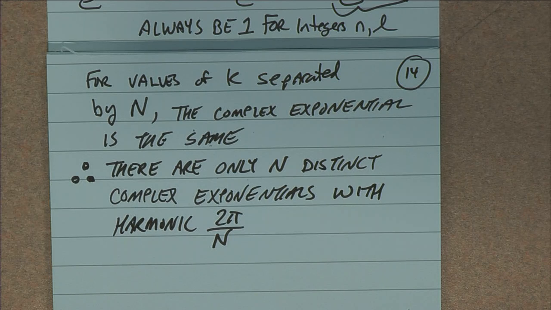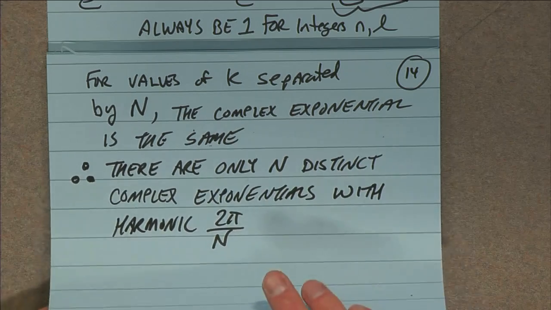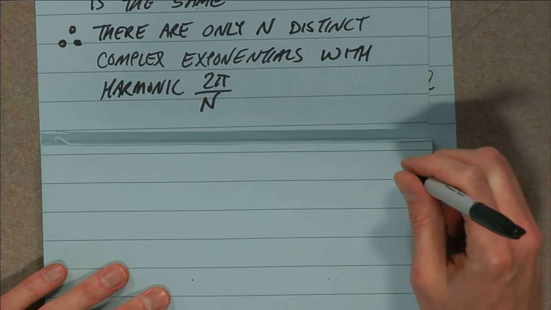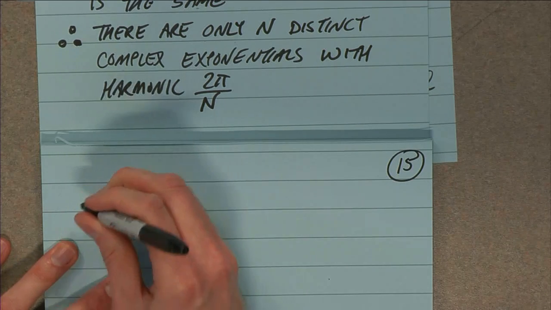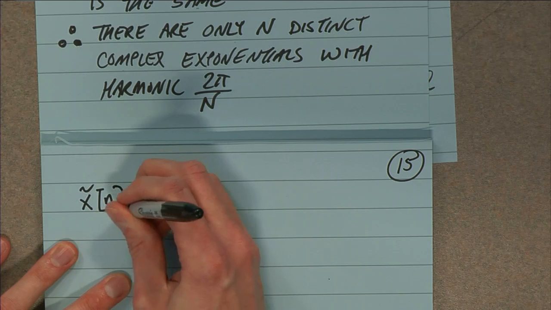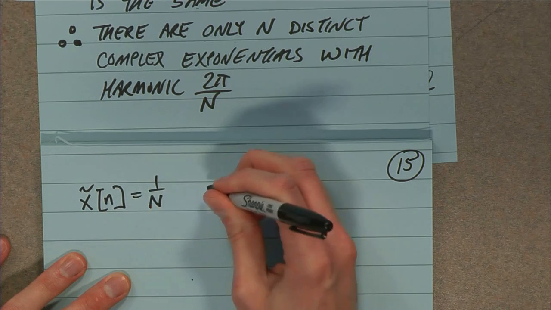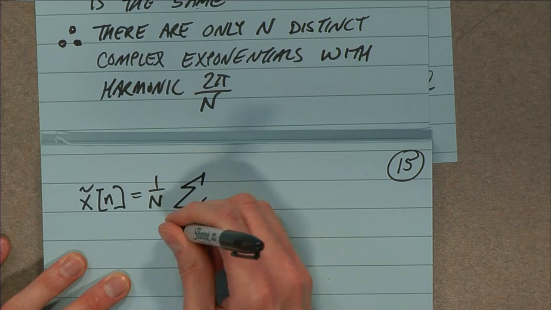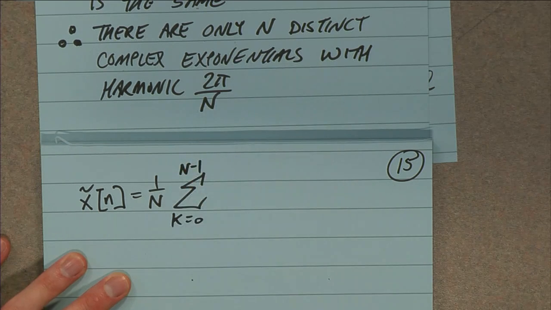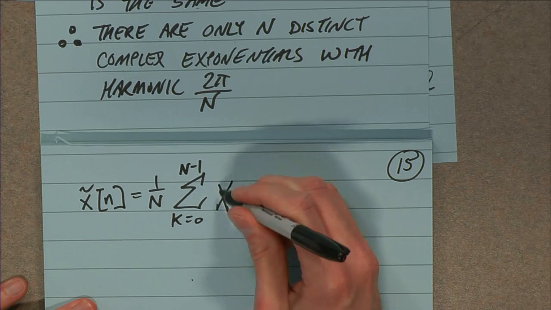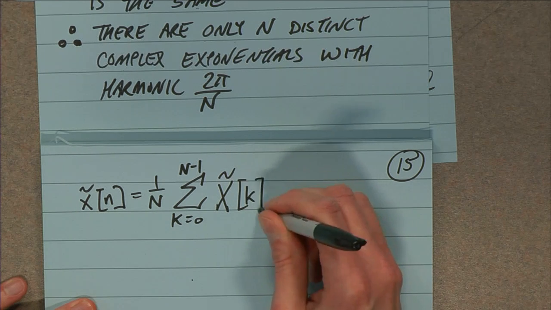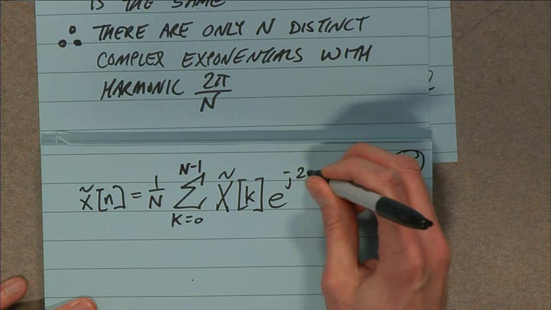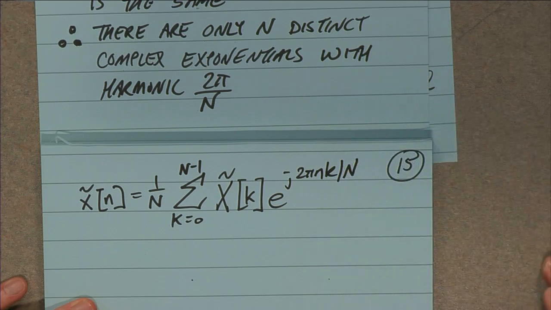So now we're going to update our synthesis equation, where before k was an index going to something, we're not sure. Now we're going to clamp it off and say, nope, we're done after N. So we can now write our synthesis equation, 1 over N, and now k is only giving us N distinct values. And we're back to e to the j 2 pi n k over N. And that's our synthesis equation.